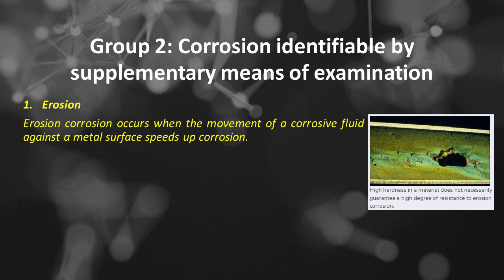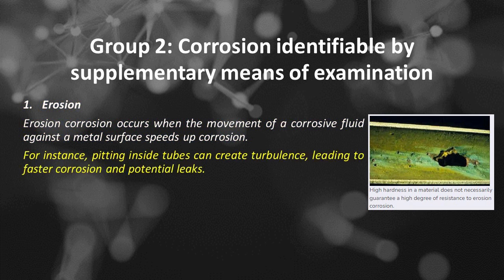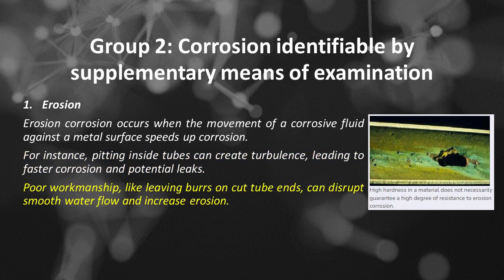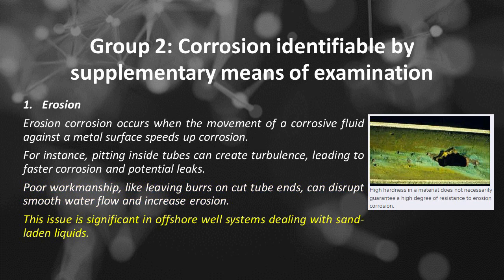Now, let's move to Group 2, corrosion identifiable by supplementary means of examination. Number 1 is erosion. Erosion corrosion occurs when the movement of a corrosive fluid against a metal surface speeds up corrosion. For instance, pitting inside tubes can create turbulence, leading to faster corrosion and potential leaks. Poor workmanship, like leaving burrs on cut tube ends, can disrupt smooth water flow and increase erosion. This issue is significant in offshore well systems dealing with sand-laden liquids.